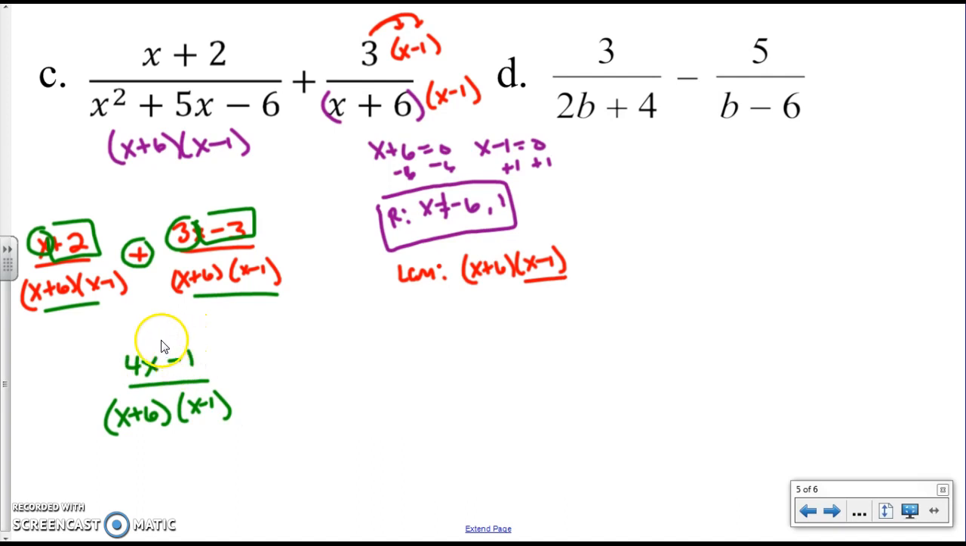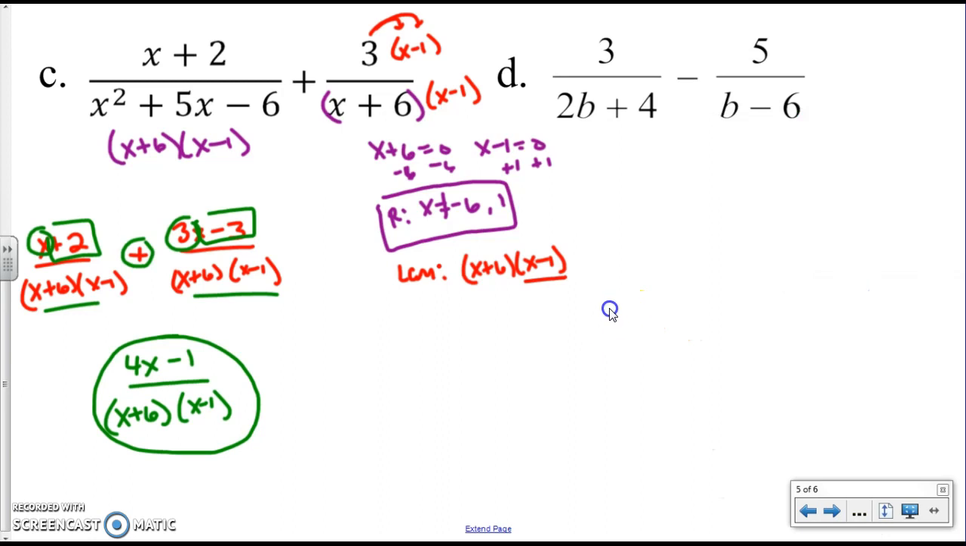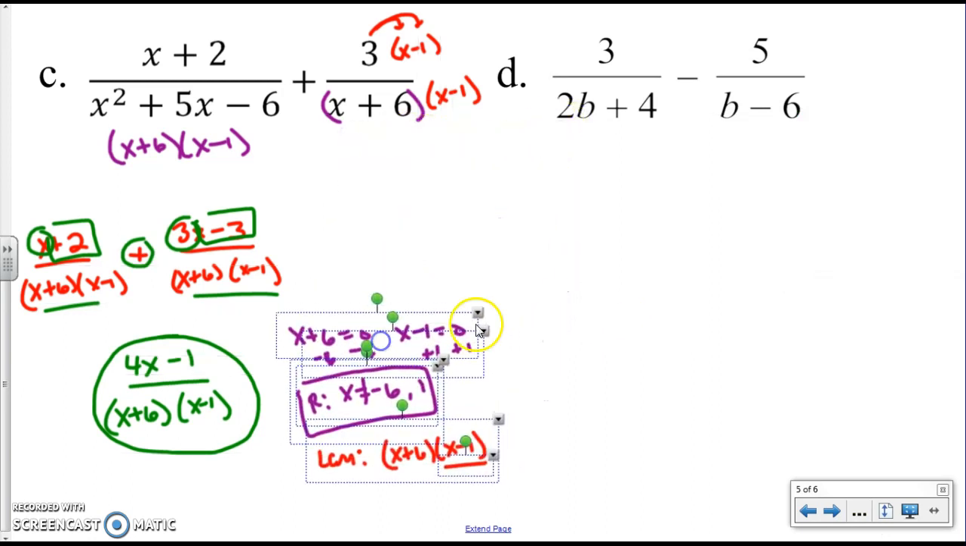If I can factor the numerator, I'm going to go ahead and do that. I actually can't do that here, so I'm going to circle it, and I'm done. So my solution is 4x minus 1 over x plus 6, x minus 1. My restrictions are -6 and 1. I'm going to move those over here so we have more room when we do the next part. So here are my restrictions and my LCM.